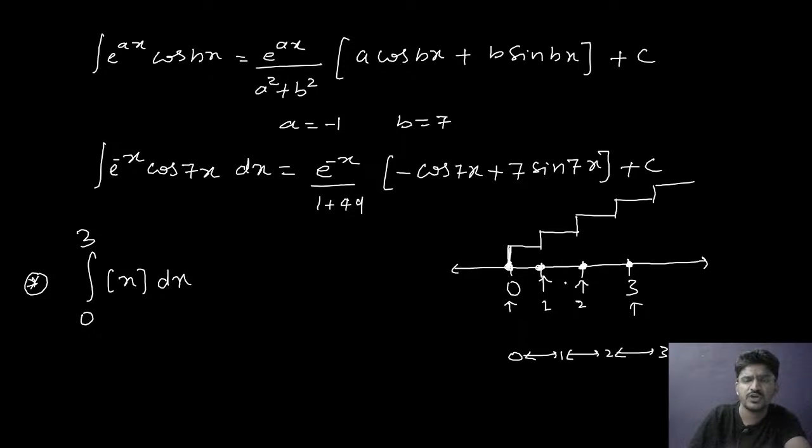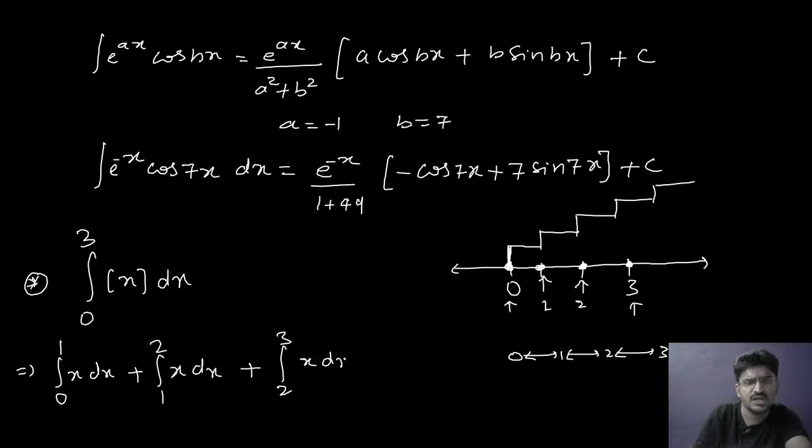Because of this graph, you may know that whenever the graphs have jumps, the problems are solved according to those jumps. So here you just see we are going to solve it from 0 to 1 of the greatest integer of x dx, plus 1 to 2 of x dx, plus 2 to 3 of x dx. Are you clear? Like this we are going to solve.